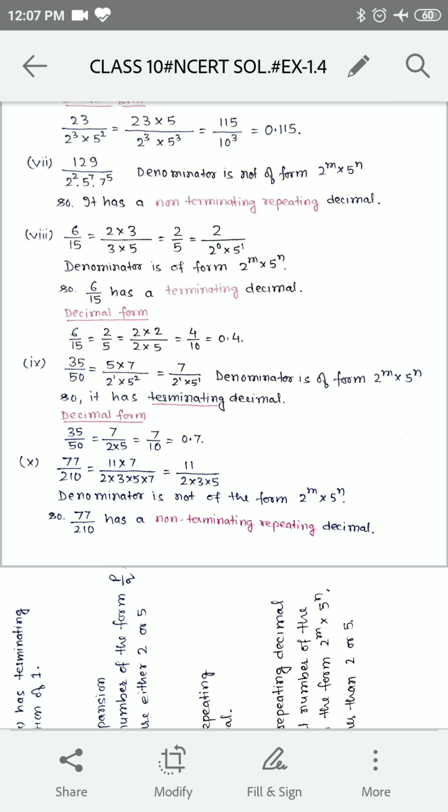The 10th one is 77 by 210, that is 11 into 7 upon 2 multiply 3 multiply 5 multiply 7. So here we get 11 upon 2 multiply 3 multiply 5. Other than 2 and 5 we are getting another prime number 3, so it is not terminating because it is not in the form 2 power m 5 power n. Therefore 77 upon 210 has a non-terminating repeating decimal.